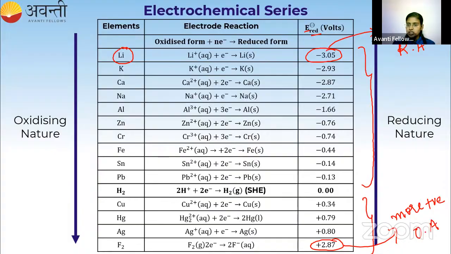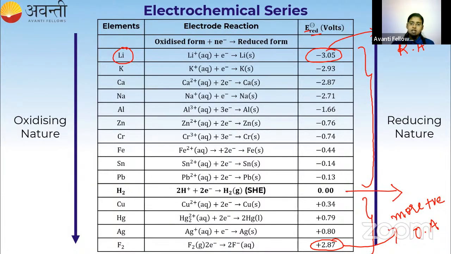So this point is very important. You don't have to memorize all these values. You just need to keep in mind that if something has a more negative value, it is a reducing agent, and if it is more positive, it is an oxidizing agent. That's all. And for hydrogen, it is 0.